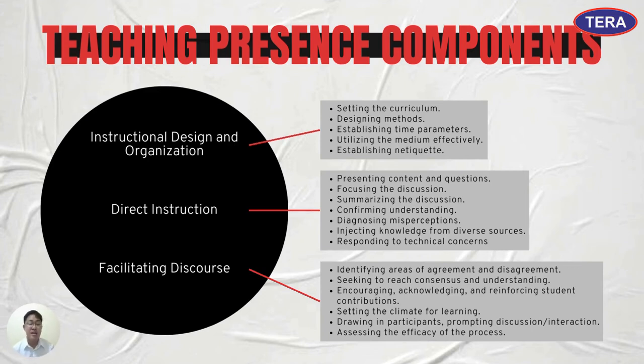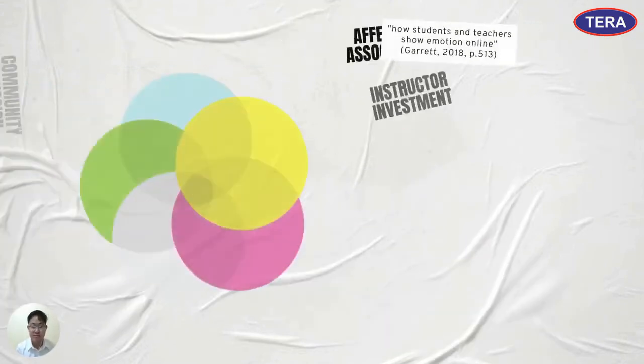For facilitating this course, we need to identify areas of agreement and disagreement. Remember, as facilitators, we don't act as sage on the stage, but we help learners think critically and creatively in our classrooms. Now, we need to seek to reach consensus and understandings in different areas, in our topics and in our subjects. And we need to encourage, acknowledge, and reinforce the student contribution, as well as set the climate for learning. We need to draw in participants, prompting discussions and interaction, and assessing the efficacy of the process.